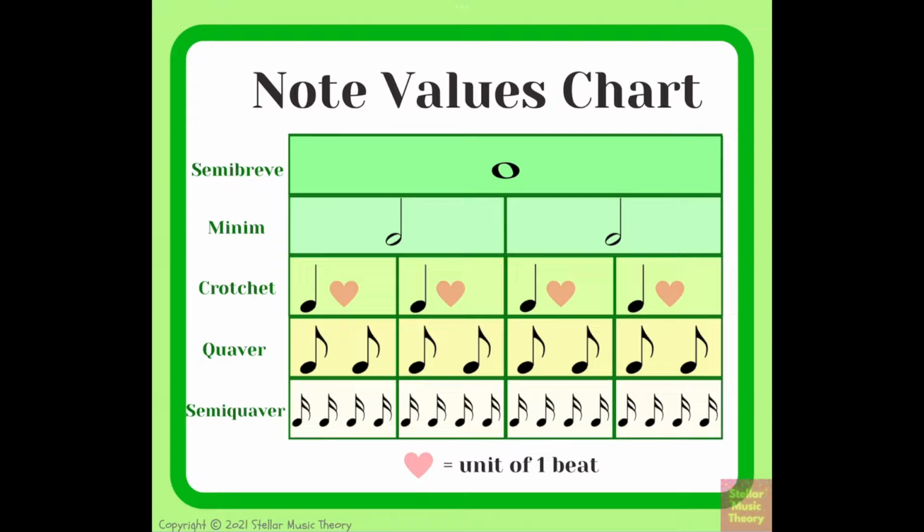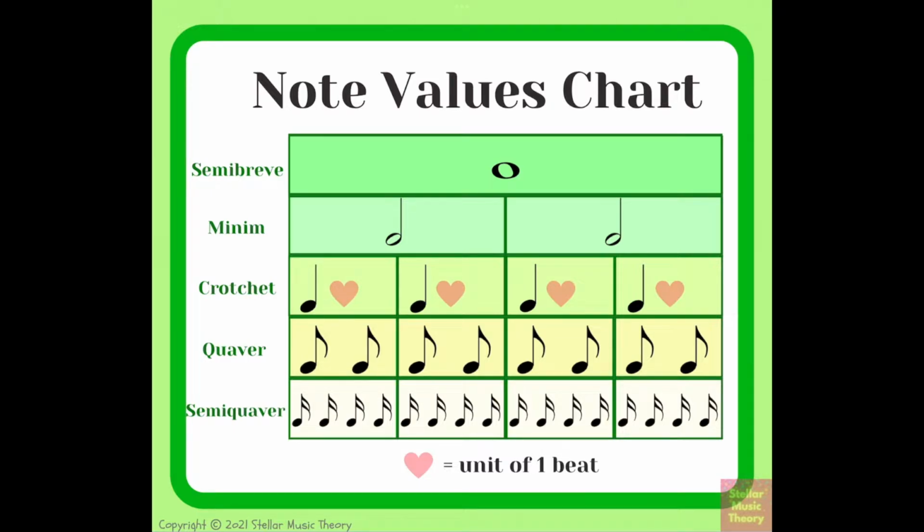Here, I've put together this note values chart with the most common note values so we can understand how they relate to each other. Let's take a look at the chart together. At the top, we have a semibreve. The darker green bar indicates the length of this note. You can see how the semibreve can be split into two equal halves with a minim in each half.